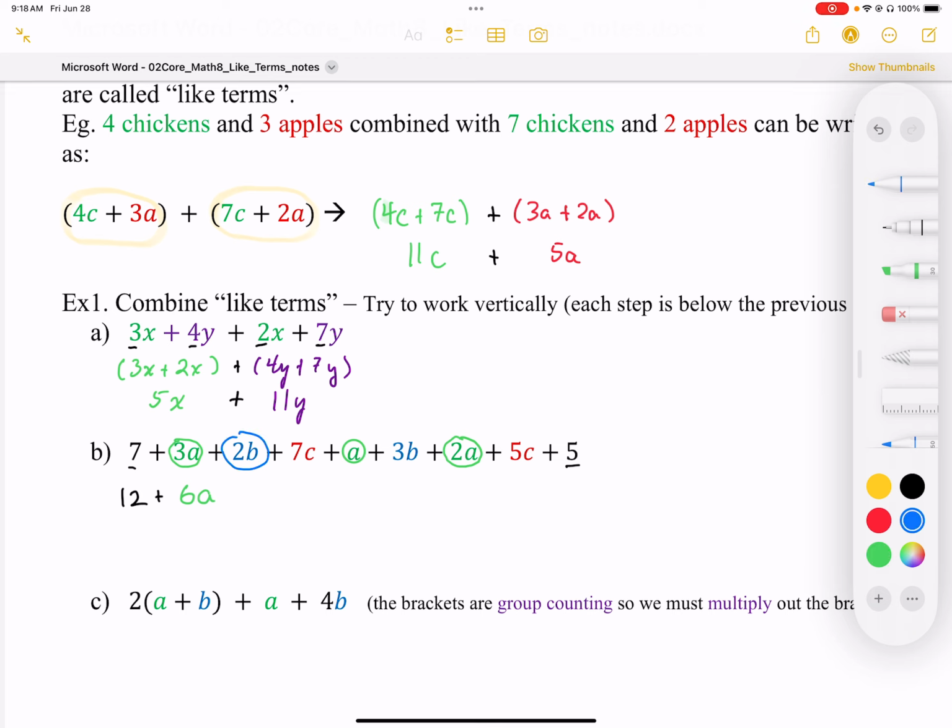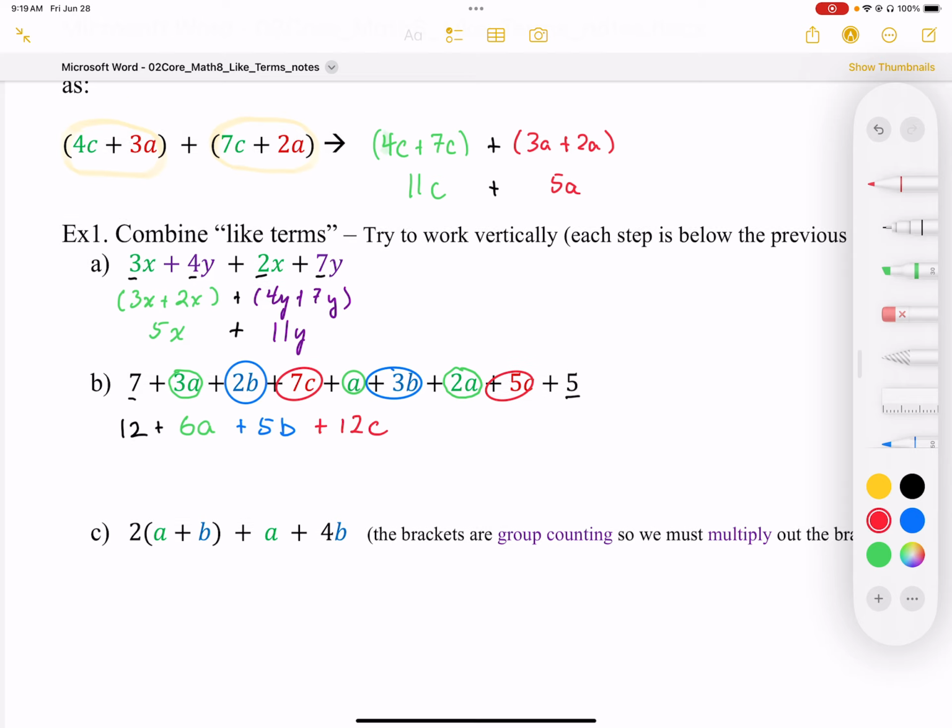I'm going to move to my B's. 2 B's plus 3 B's, that's 5 B's total. Then I'm going to move to my C's. I've got 7 C's plus 7 C's plus 5 C's. That's going to give me plus 12 C's. Okay, and again, I can't add this together. This does not read 12 plus 6. This reads 12 ones plus 6 A's, which we can't combine.